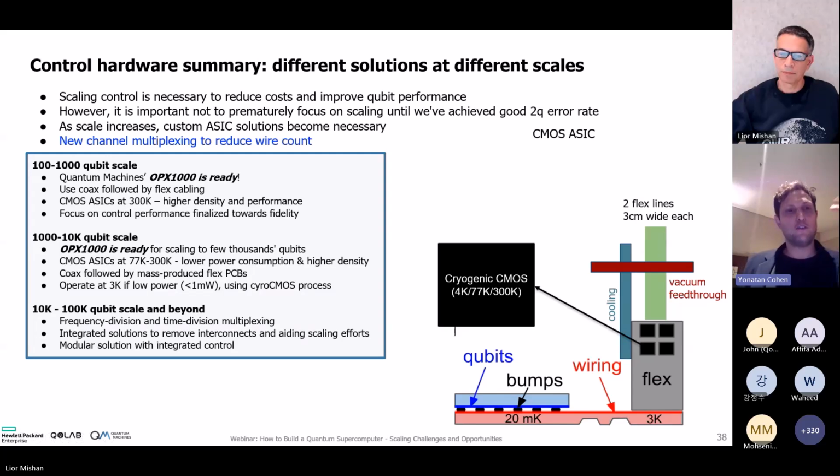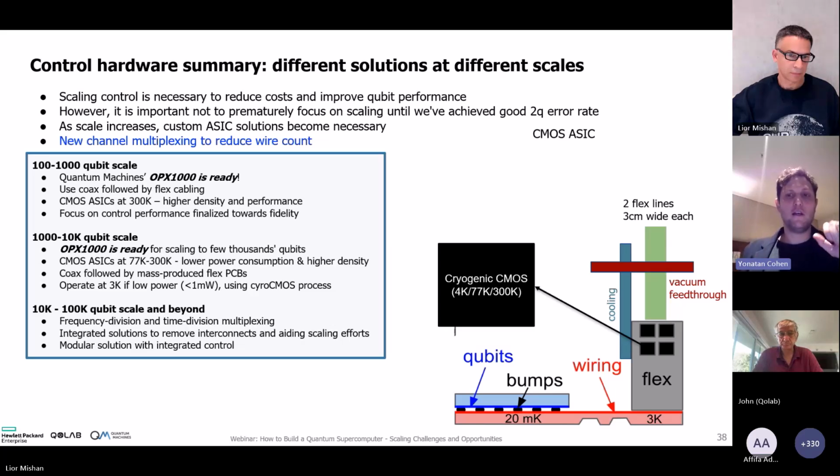So in summary, for the control hardware, there are many challenges. There are different solutions to different scales. And very importantly, we need to lower the cost because the control electronics can become the major part of the cost of the quantum computer. But we need to do it only when we are very fixed on the requirements and the architecture. So we believe that at the 1,000 to 10,000 qubit level, it's very important to, as John mentioned, improve the qubits, make sure that the fidelities are good, make sure that everything works, and then you can really scale up with CMOS ASICs technology and bring the cost down and the scale up.